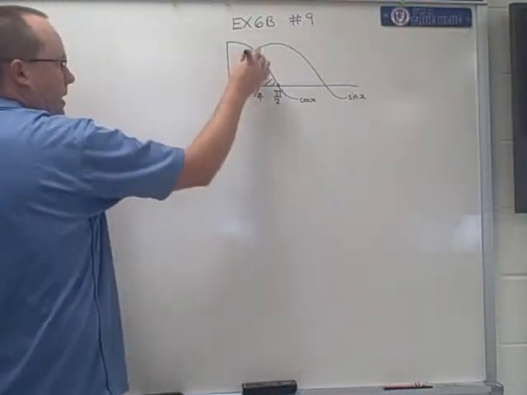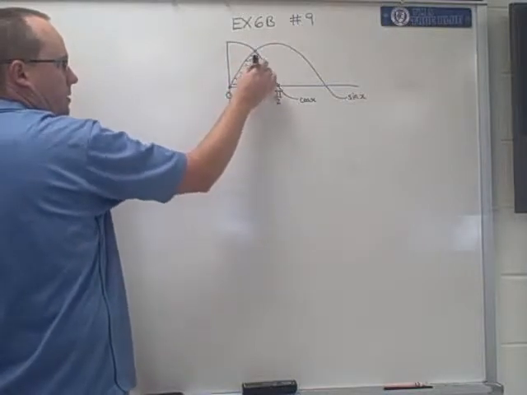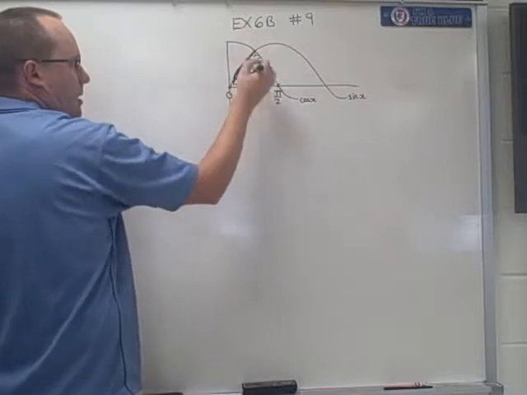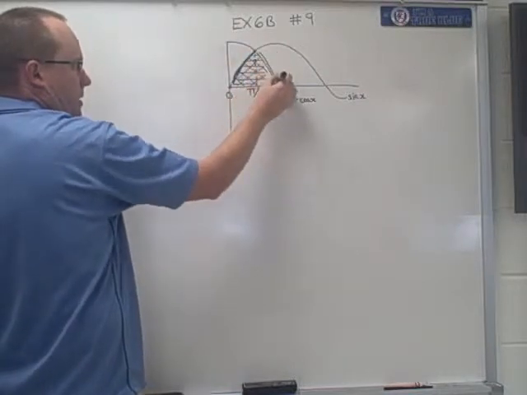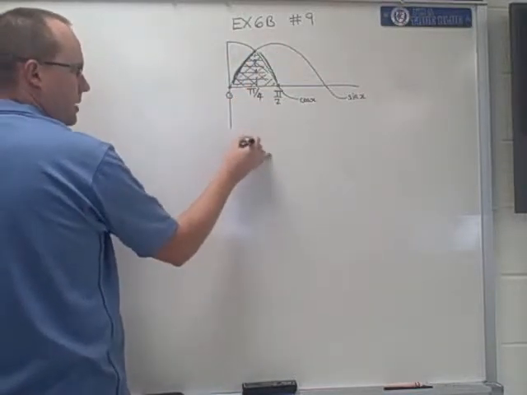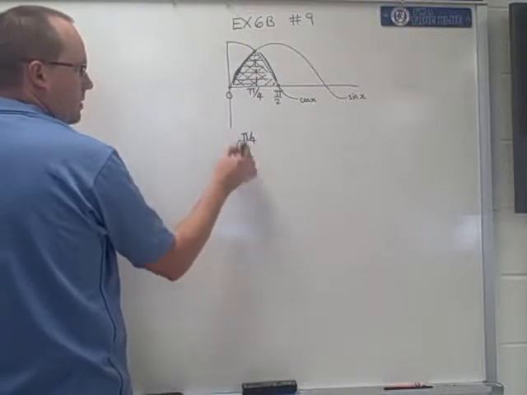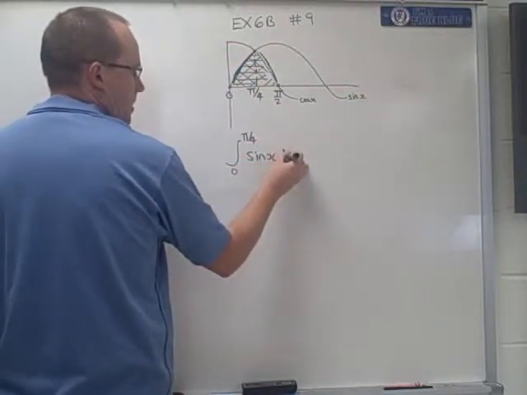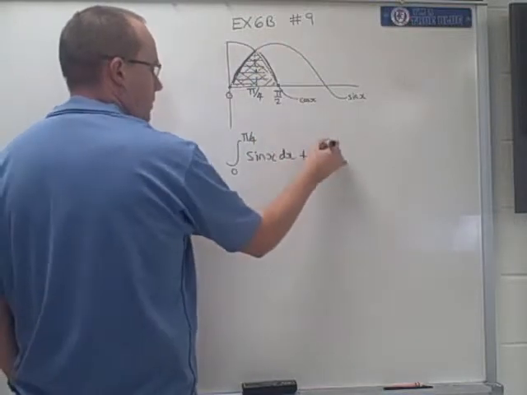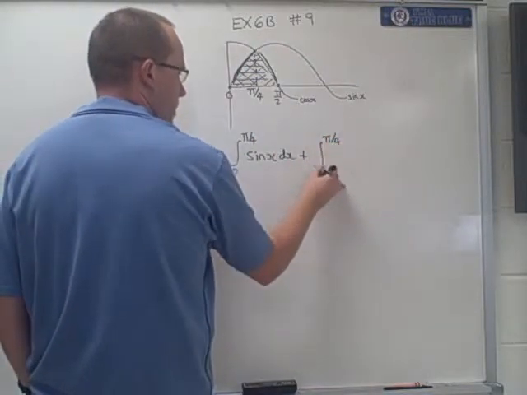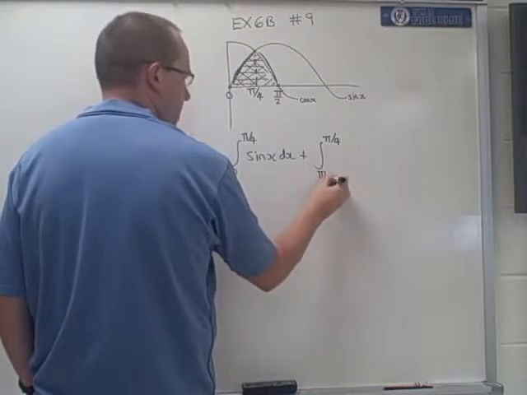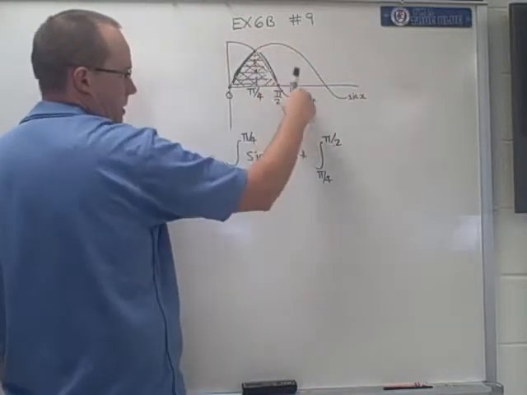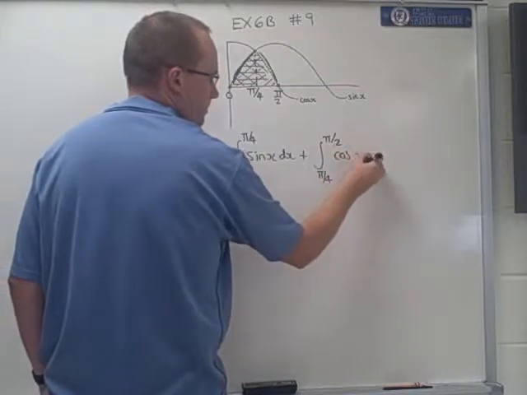Now for our first part, actually really what we need to do is split this into two questions, because the first one is under this curve, but the second half is actually under a different curve. So it's the integral between pi over 4 and 0 of this first graph, which is sine x. And then from pi over 4 to pi over 2, it's the integral of the second graph, which is cosine x.